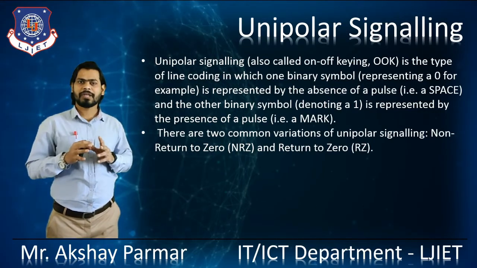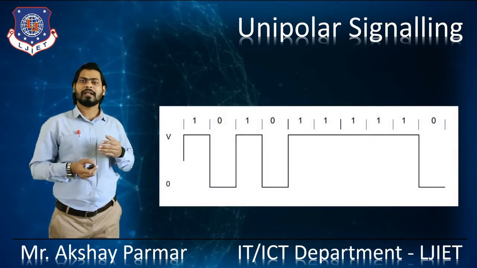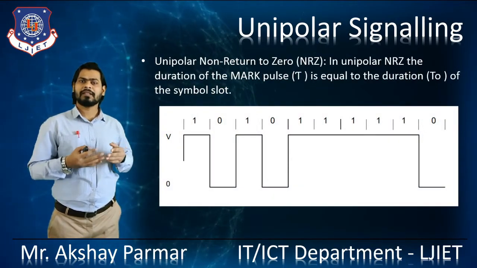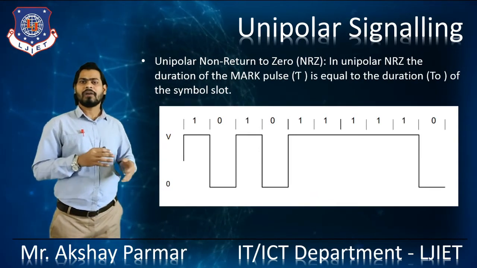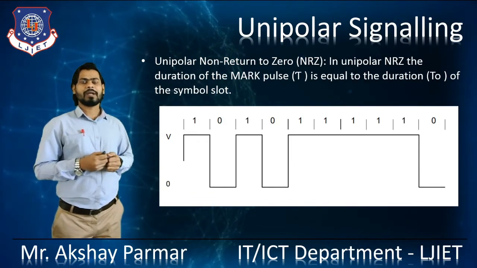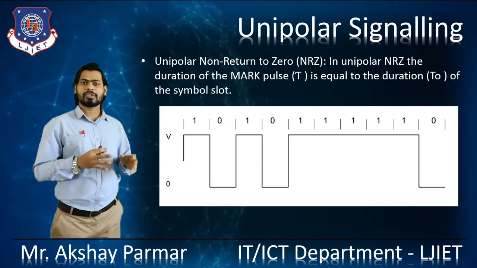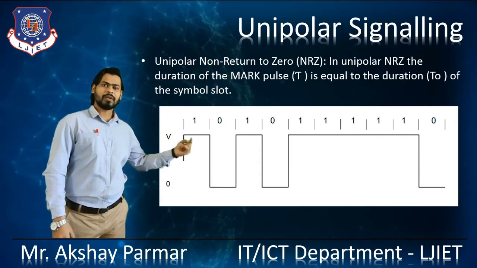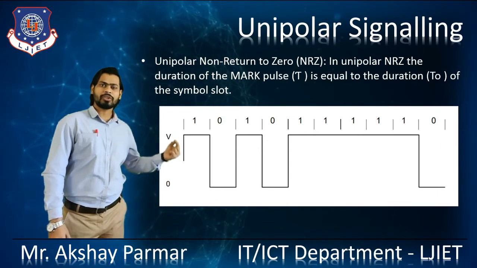There are two common variations of the unipolar signaling: non-return to zero and return to zero, NRZ and RZ. Unipolar non-return to zero, NRZ, is where the duration of the mark pulse is equal to the duration of that symbol slot. As you can observe in this figure, the duration of the pulse is equal to the duration of that bit. Here, see, this is one bit, and the duration of this signal is also the same as the duration of that bit.